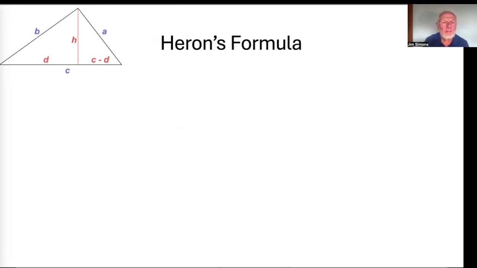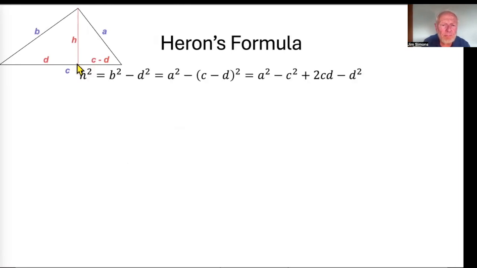So here's a triangle, any old triangle. And we've dropped a perpendicular from this point down to here. So now we can use Pythagoras' theorem twice, in this triangle and in this triangle. And here we get h squared is b squared minus d squared. And here we get h squared is a squared minus (c minus d) all squared. If we expand that, we get that.